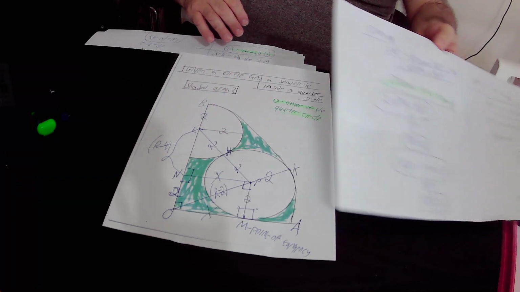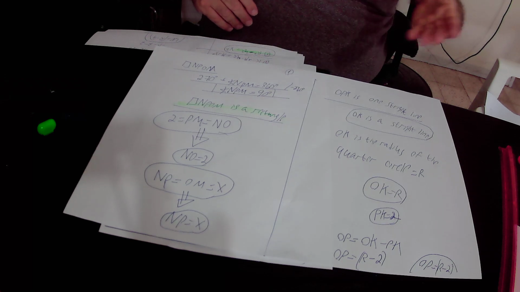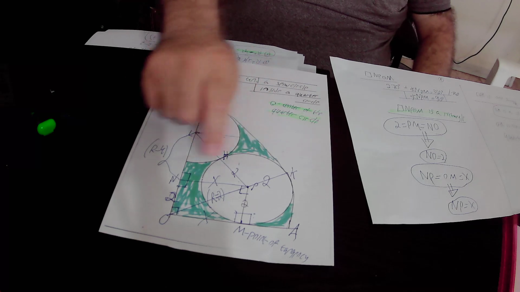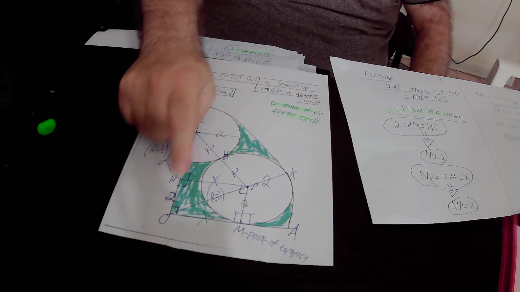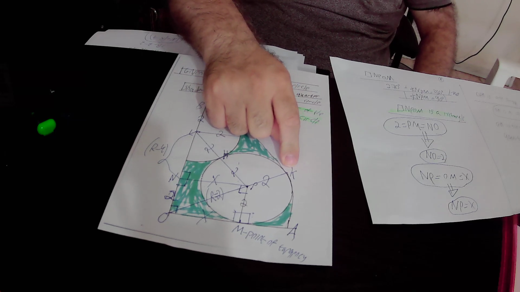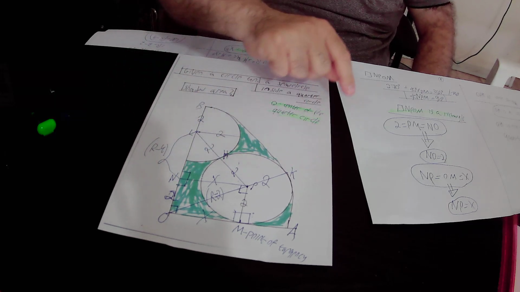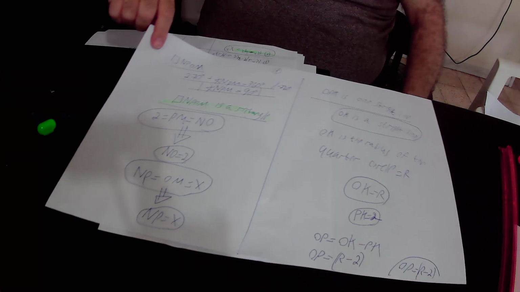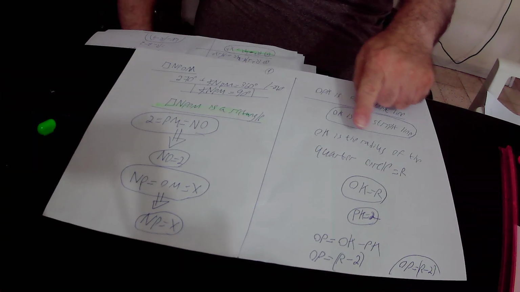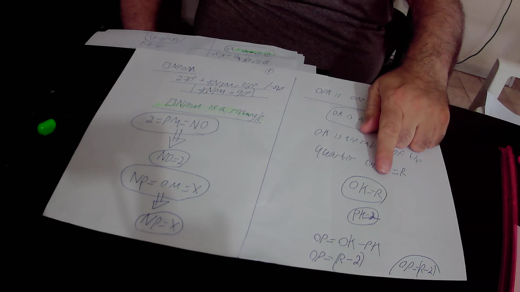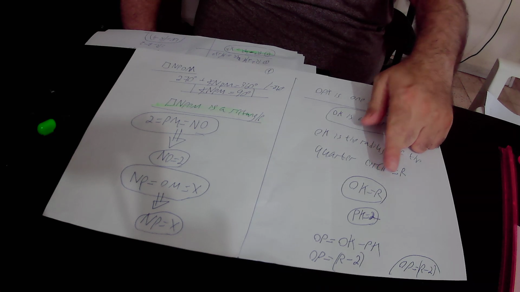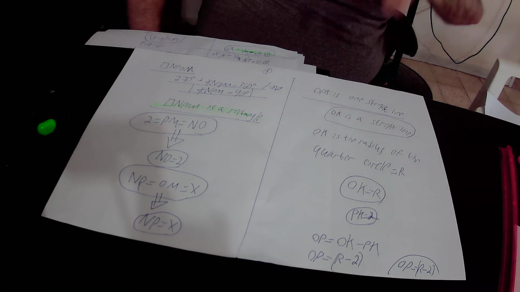Okay, so if OPK is a straight line, then OK is also a straight line. Point O is the center of the quarter circle. Point K is the point on the quarter circle itself. That is to say, OK is the radius of the quarter circle, and we define the radius of the quarter circle as capital R. So OK equals capital R according to our definition.